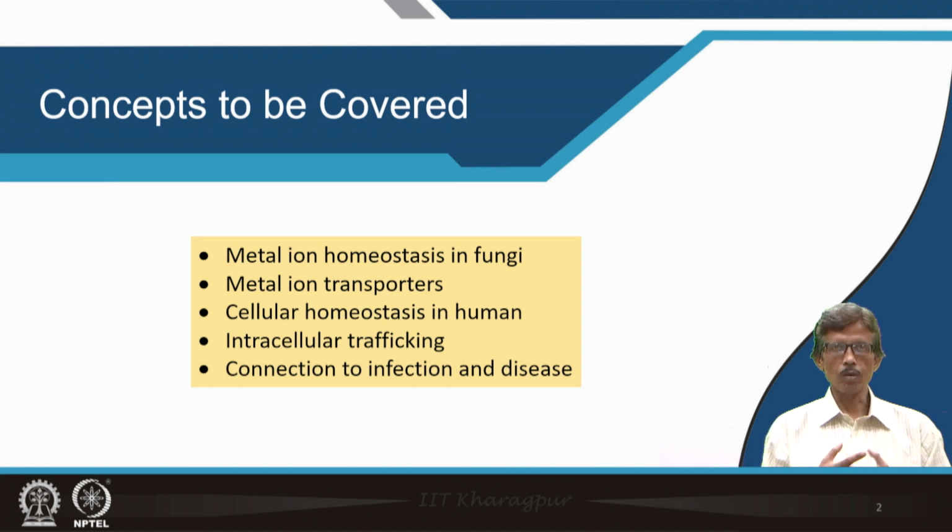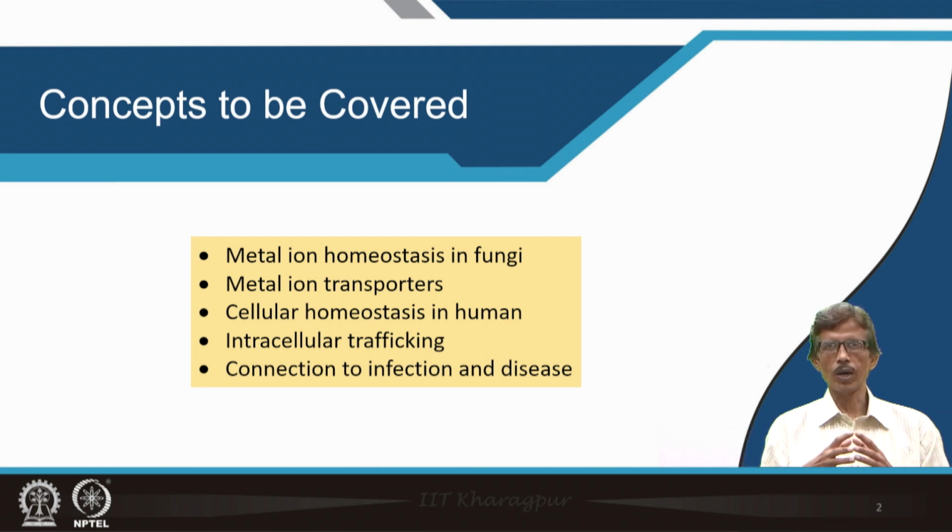Then the transporters. Not only are metal ion transporters available in the mammals or the human being, but these are also available in the different fungal environments, the bacterial environment, and all these cases. So, cellular homeostasis in humans is also a very important thing, and we will talk about how we can assimilate iron from our diet. Then intracellular trafficking, that means movement within the cell, how iron can move from one point to the other. Then connection to infection and diseases. So, these are very important things.